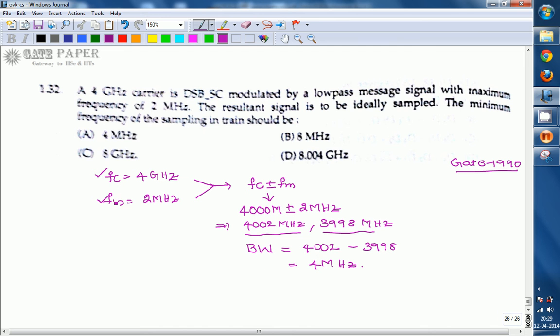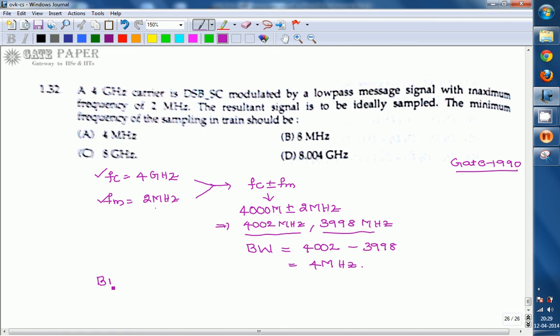Now here the message signal of 2 MHz is modulated with a high frequency carrier signal of 4 GHz using double sideband suppressed carrier modulation. After modulation, this message signal becomes a band pass signal. Now this band pass signal is sampled by an ideal sampler. For that, what is the required sampling frequency?